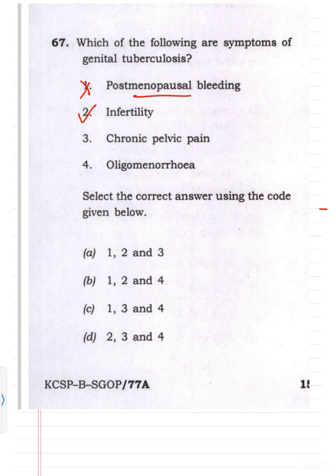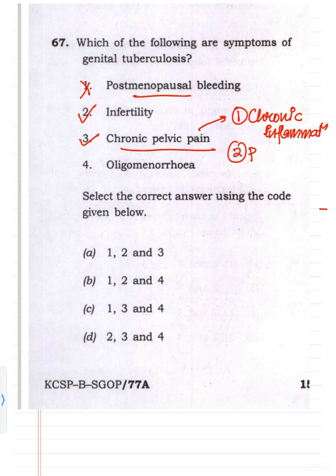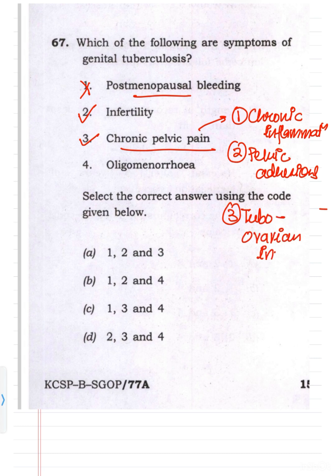Now coming to the third option, chronic pelvic pain. This is correct, there will be long-term pain, so it's chronic pelvic pain. Why is there chronic pelvic pain? Because of TB there is chronic inflammation. Then we have pelvic adhesions, and we have tubo-ovarian involvement. So the third is also correct.